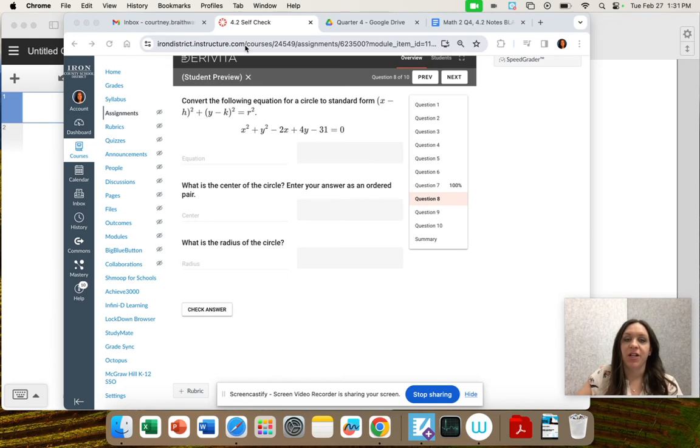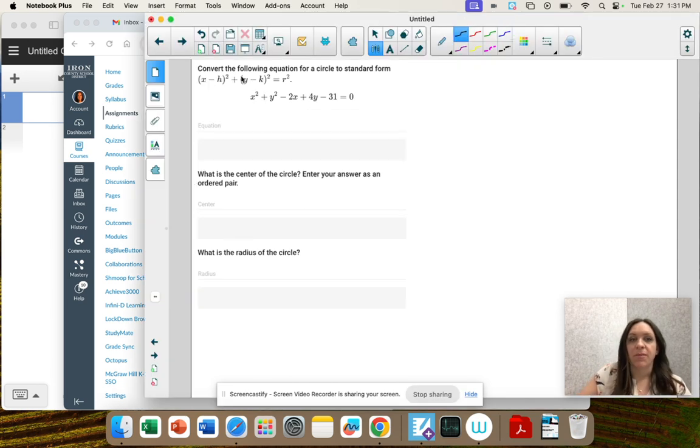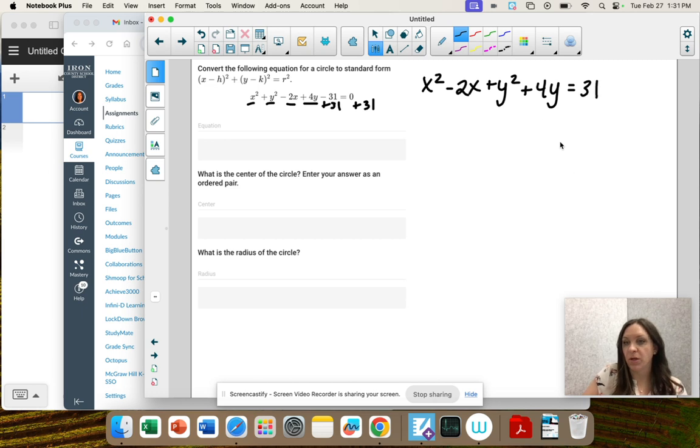Question 8, convert the following equation to standard form. So here we have a circle in general form, and we want to write it in standard form. So first thing I'm going to do is move my x's together. So I have x squared minus 2x. I'm going to move my y's together, plus y squared plus 4y. And then this negative 31, I'm actually going to add it to the other side of the equal sign. So it equals positive 31.